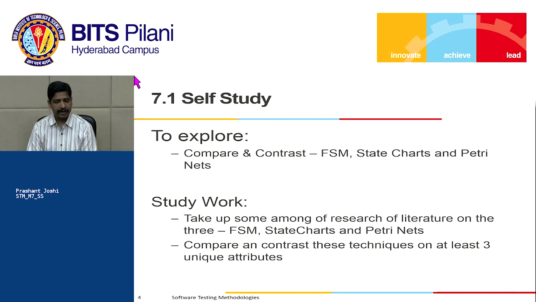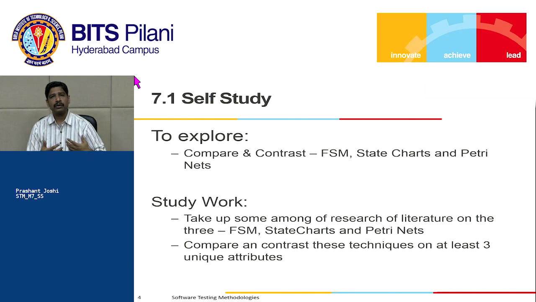7.1 self-study here: compare and contrast FSM, state charts, and Petri nets. So here, the intent is for you to take up some research of literature. The simplest form of research of literature is the one given in the textbook as well as in the further reading. The other would be to look at some of the tools, methods, and commercially available tools which make use of FSM, state chart, and Petri nets. And then compare and contrast these techniques.